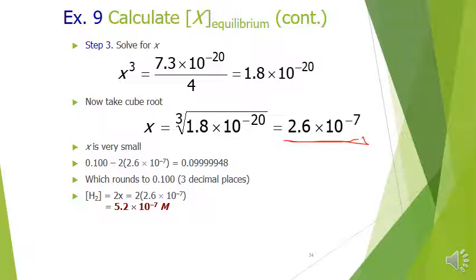And then what we do is we just go back and plug it in for H2 and O2. We won't need to put it back in for everything. We just want to find the H2. The H2 was 2x, so it's going to be 2 times 2.76 times 10 to the minus 7th.